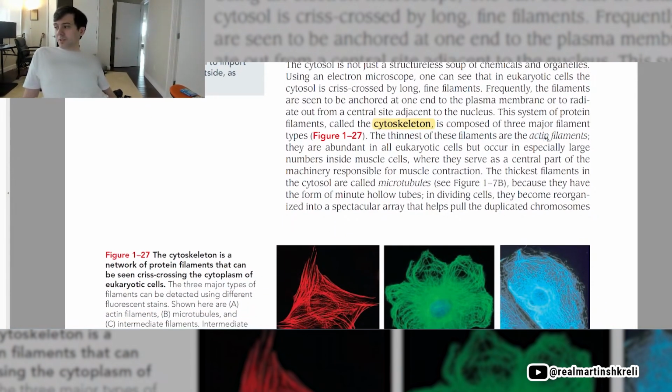The thinnest of these filament types are actin filaments. They're abundant in all eukaryotic cells, but occur in especially large numbers inside muscle cells, where they serve as a central part of the machinery responsible for contraction.